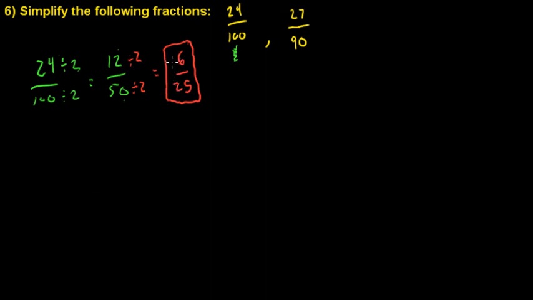6 has factors of 1, 2, 3, and 6. 25 has factors of 1, 5, and 25. None of those are the same. So we're in the lowest terms now. We can do the same thing for 27 and 90.